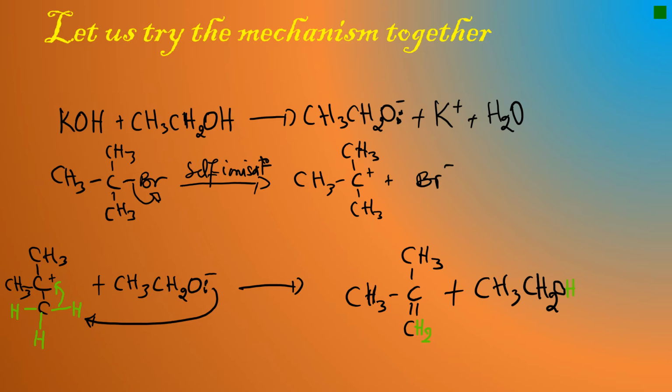And this reaction is having two steps. The first step is a slow step, while the second step is the fast step. Because the first step is a slow step, it is the rate determining step. And how many chemical species are involved in the formation of this carbocation? It is only one chemical species, which means that the mechanism of this reaction is E1, or unimolecular elimination, or elimination of the first order.